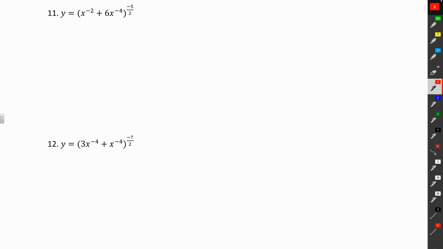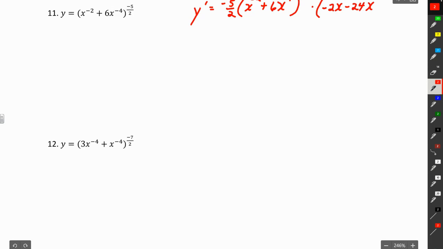All right, for number 11, it doesn't look like there's anything we can simplify to start, so we'll just go ahead and take the derivative. Negative 5 halves times 1, that's negative 5 halves. Rewrite the inside. Negative 5 halves minus 1, that's negative 5 halves minus 2 over 2, that's minus 7 halves. And then the derivative of the inside, we'll have negative 2x. Negative 2 minus 1 is negative 3. Negative 4 times 6 is negative 24. And negative 4 minus 1 is negative 5.